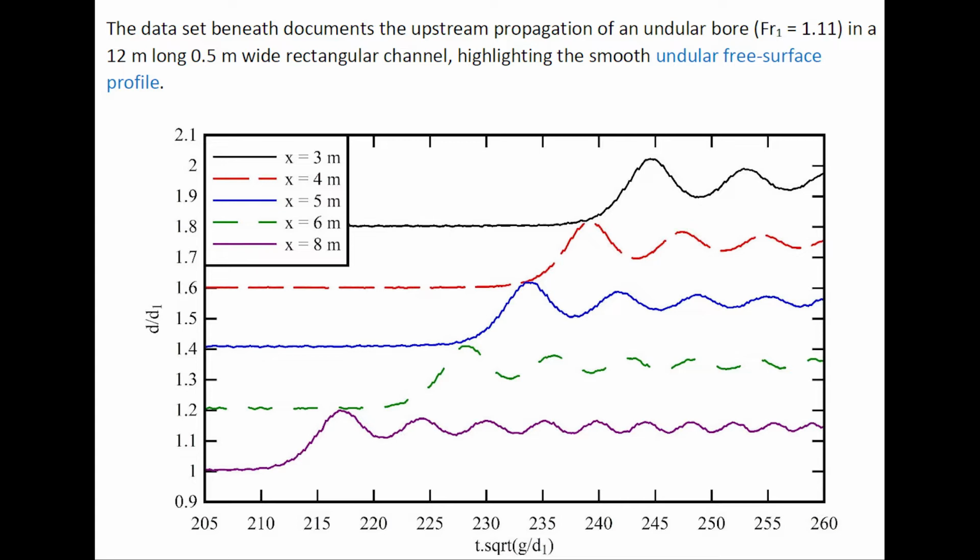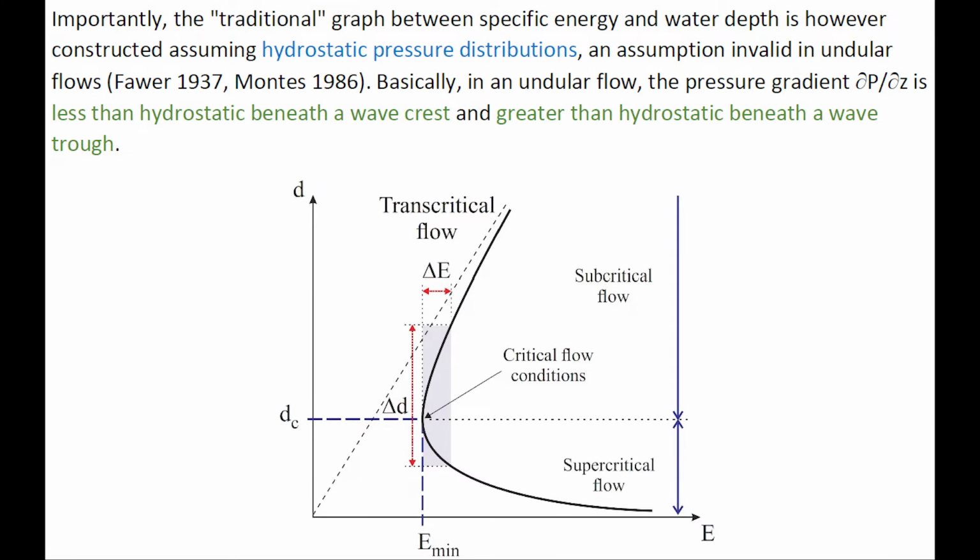The following datasets document the upstream propagation of an undular bar in a 12-meter long rectangular channel, highlighting the smooth undular free surface profile. Importantly, the traditional graph between specific energy and water depth, shown before, is constructed assuming a hydrostatic pressure distribution, an assumption that is invalid in undular flow.